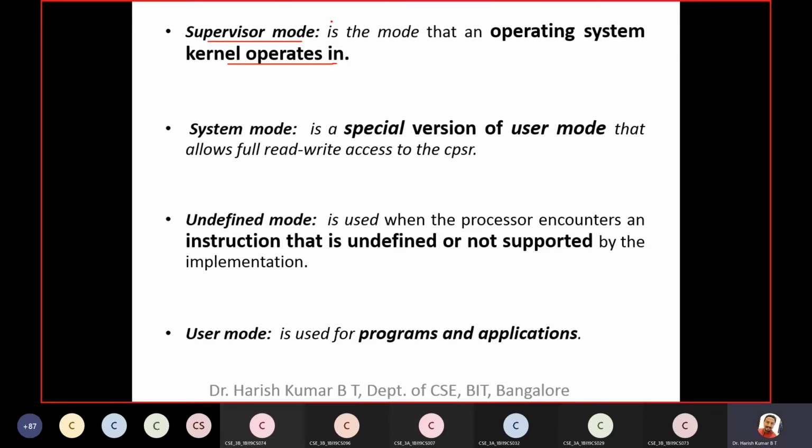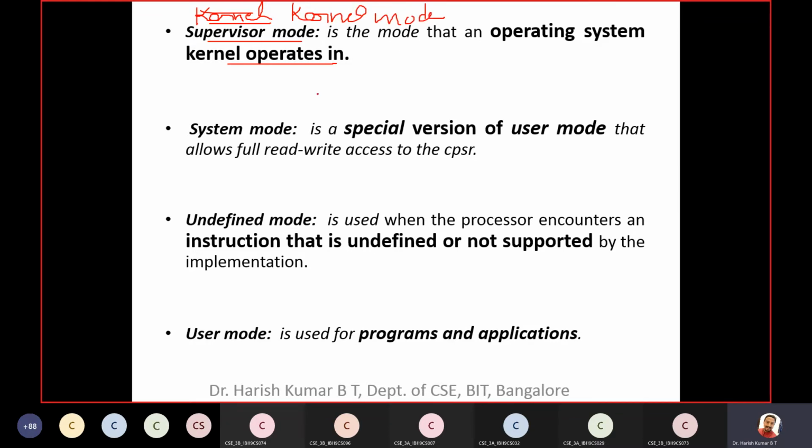Yes, sir. Okay. So now, supervisor mode is the mode that an operating system kernel operates in. So whenever your user program makes a call to any of the subroutines inside the kernel, the CPU will change its state from the user mode to the supervisory mode, or sometimes we also call it kernel mode. I guess you have studied this in your computer organization. I don't know whether you have come across this or not. Kernel mode execution, it's called.